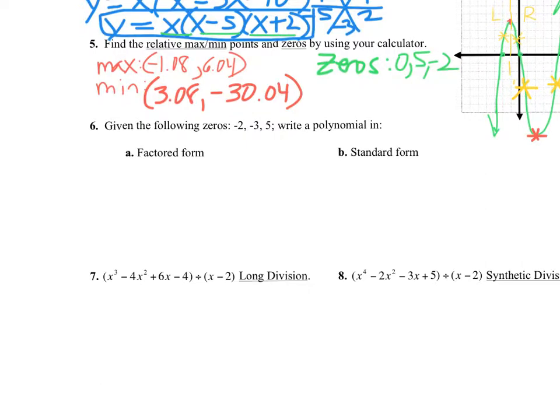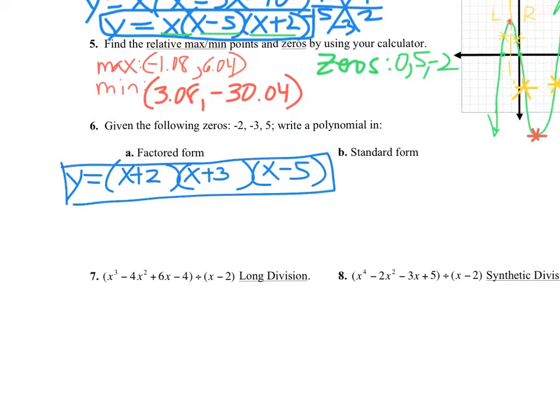Number 6, A is easy, B is hard, right? Given the following zeros, write a polynomial in factored form. So here's our polynomial in factored form. Y equals, they gave me 3 zeros. I'm going to have 3 factors that go along with them. Perfect. X plus 2, X plus 3, X minus 5. All right, that is your answer for part A.